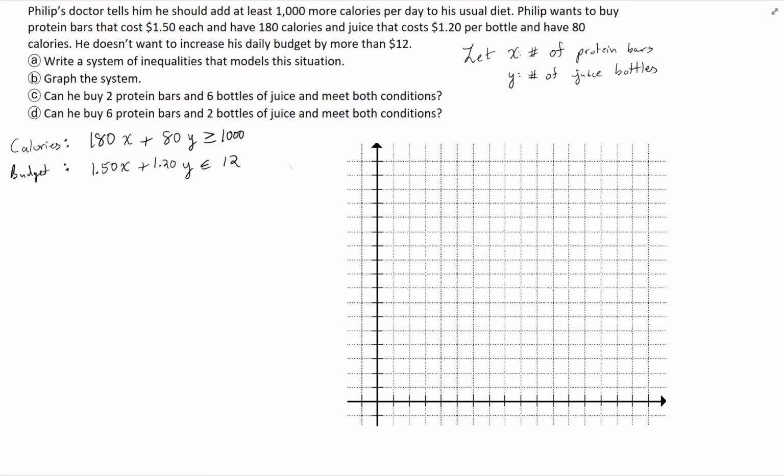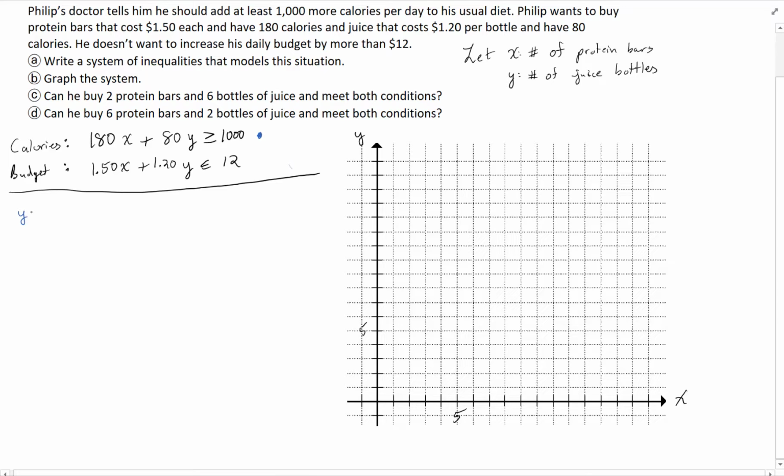And I'll assume a scale of 1s on each axis. So 1, 2, 3, 4, here's 5 on the x-axis. And 1, 2, 3, 4, here's 5 on the y-axis. And I'll work in blue for the first inequality: 180x plus 80y is greater than or equal to 1,000. I'll use the intercepts method to graph the boundary.